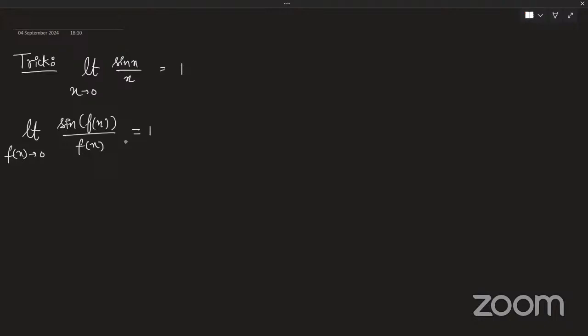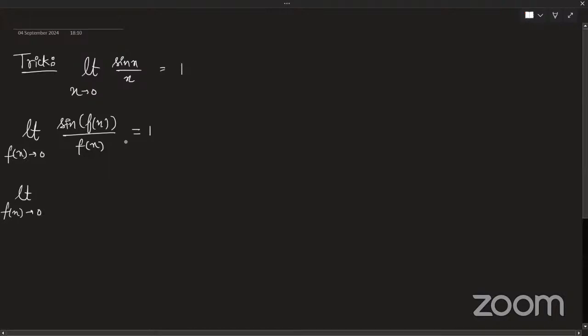In other words, I can take this f of x to this side. So I can also say that limit f of x tends to 0, sine of f of x, is equal to limit f of x tends to 0, f of x. Right? I'm just taking this f of x to the right side. This is not wrong.